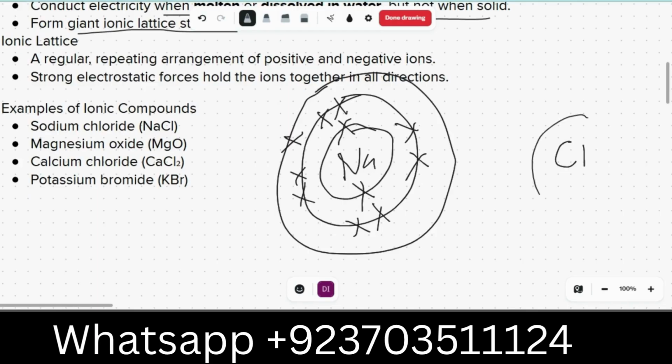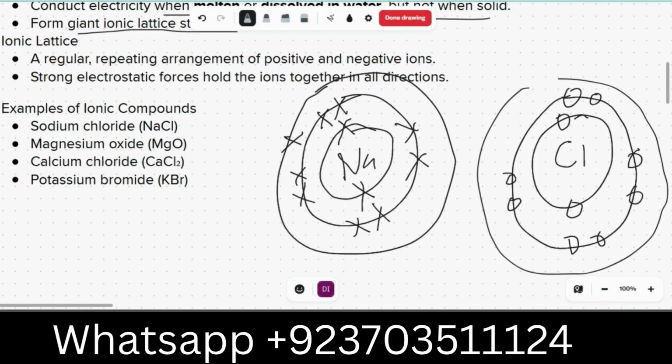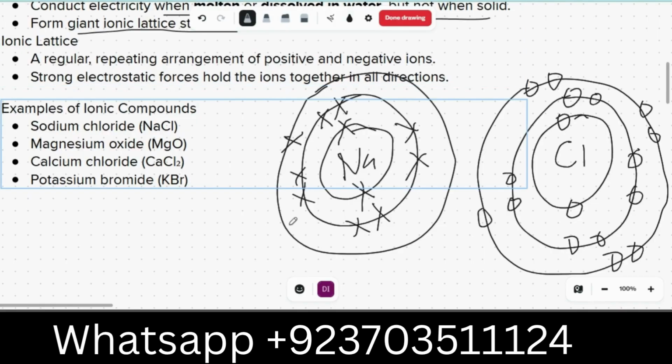Whereas chlorine has 1, 2, 3, 4, 5, 6, 7, 8, 9, 10. Two shells are filled. Now in the third shell it has 7 electrons: 1, 2, 3, 4, 5, 6, and 7. So now sodium has two options: it can gain 7 electrons or lose 1 electron.